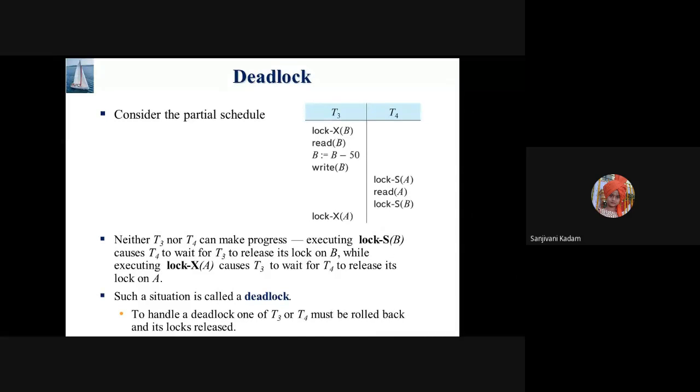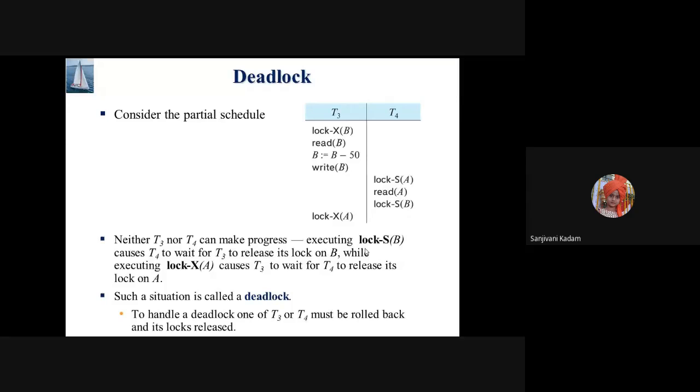T3 and T4 are there, and there are two data items A and B which T3 and T4 are willing to use. Initially, T3 will put a request for an exclusive lock on B. That request will be granted by the concurrency control manager. T3 will read that data item, perform changes to B, and write back the result. In future, T3 might be willing to use B again, that's why it will not release the lock on B.